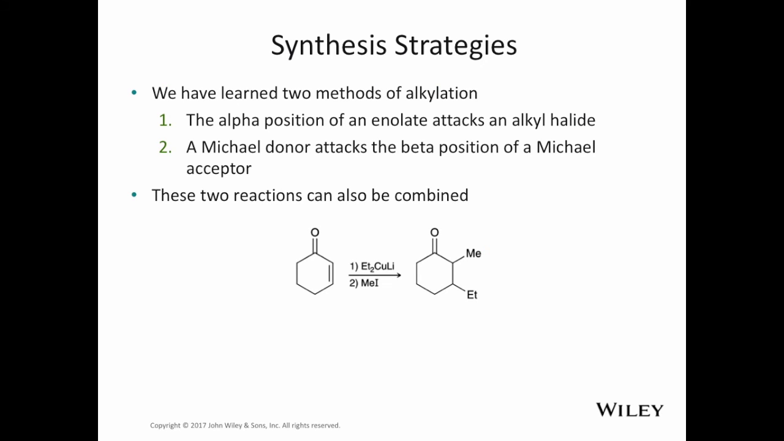One is where you can form an enolate and add an alkyl group to the alpha position, and the other is where you use a Michael donor that can attack the beta position. And you could combine those 2 reactions. So for example, in this, you would add the ethyl cuprate to get that intermediate, which you could then react with methyl iodide to add a methyl group.